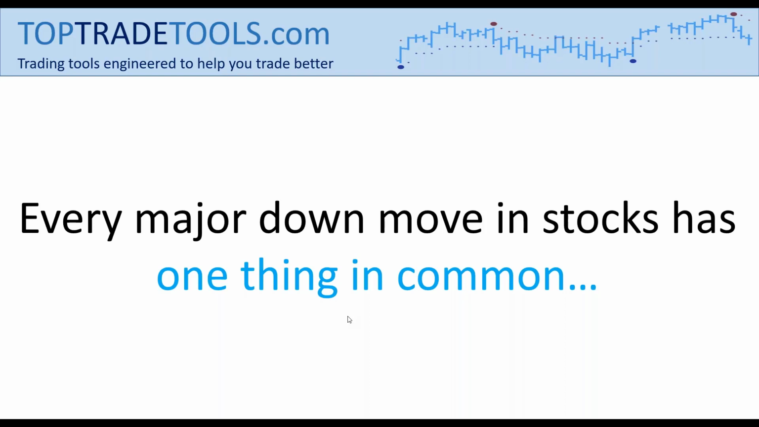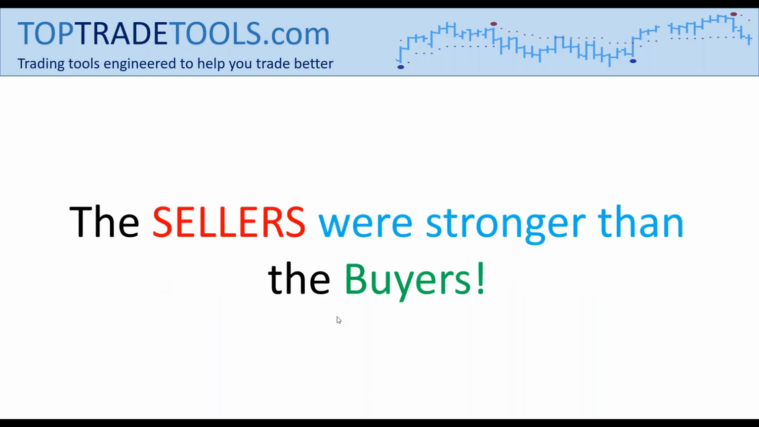Every major down move in stocks also has one thing in common: the sellers were stronger than the buyers.